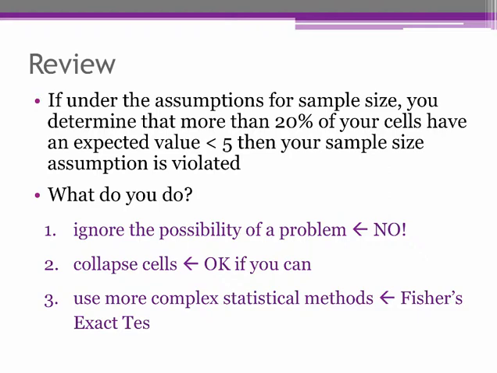There are 3 options. Ignore your results on the sample size test. That's a bad idea. In fact, it's such a bad idea that software warns you when it happens. That should be your big indicator. Collapse your cells if you can. So if you only have a 2x2 table and you violated the sample size assumption, then your only option is to do a Fisher's exact.